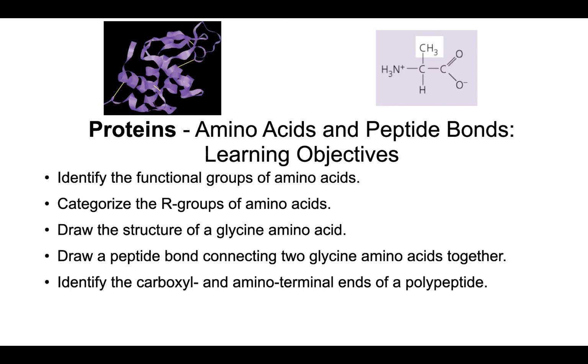Okay, so that's the end of our first part of proteins. And now I hope that you can identify functional groups of amino acids. I hope you can look at an amino acid and determine what's the alpha carbon, alpha carboxyl group, alpha amino group, and the R groups. I want you to be able to then put those R groups into those three different categories that we discussed. I want you to be able to draw the structure of a glycine amino acid and connect those two amino acids together via a peptide bond. And I want you to be able to identify the carboxy and the amino terminal ends of a polypeptide.